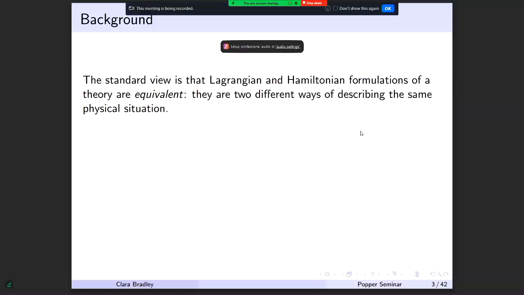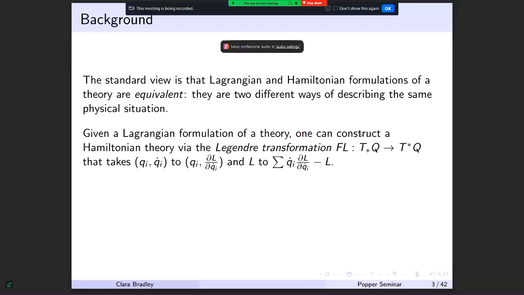And indeed, given a Lagrangian formulation of a theory, one can construct the corresponding Hamiltonian theory via what's called the Legendre transformation, that takes one from a point on tangent space to a point of cotangent space by defining the momenta at some point as the derivative of the Lagrangian with respect to the velocities, and it defines a Hamiltonian function in terms of the Lagrangian one.